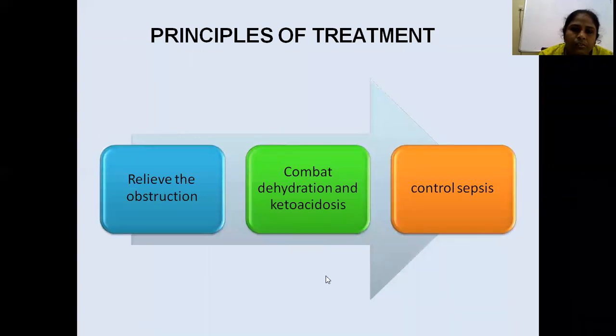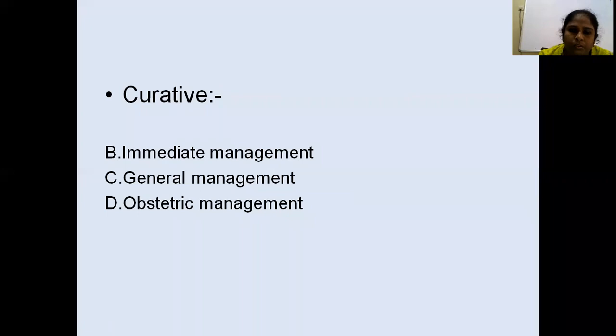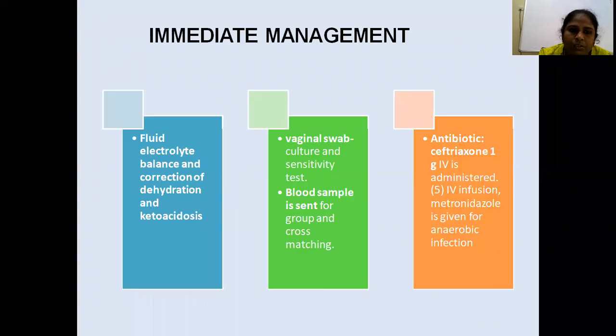How do you treat it? First, you try to relieve the obstruction, treat the dehydration and acidosis, and control the infection. There will be three modalities of treatment: immediate management, general management, and obstetric management. Immediate management: the patient will usually be very dehydrated, exhausted, so put her on IV fluids, correct the ketoacidosis, take a vaginal swab for culture and sensitivity because there will be offensive purulent discharge, and try to control the sepsis. Then a blood sample is sent for grouping and cross matching to correct the hypovolemia.